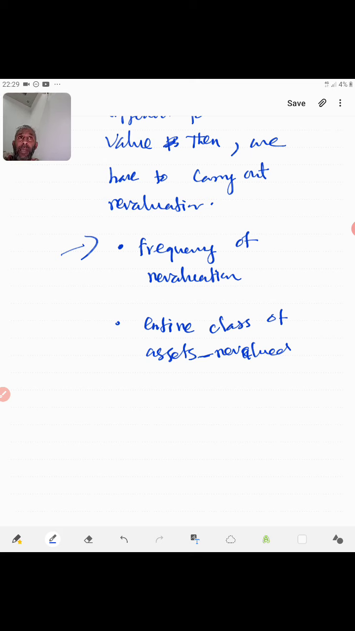If you want to revalue land and building, you have to revalue all the land and building available under this company. For example, if you have land in London and another land in Manchester, and the company chooses to revalue only the land in Manchester and not the land in London, that's not acceptable. So you have to have a policy of following an entire class of assets must be revalued. Okay, so these are some basics.